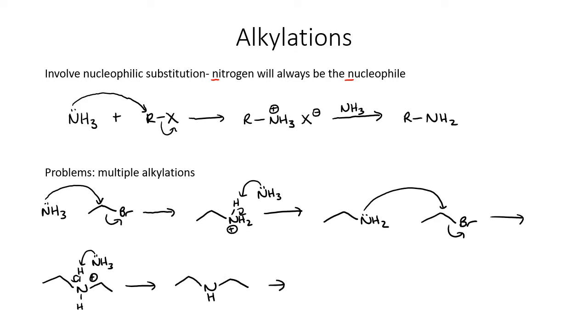So this can continue. So at the end of this reaction, we could end up with several different types of products. We could end up with a primary amine. We could end up with a secondary amine. If it were to continue and this nitrogen were to act as a nucleophile, we could also end up with a tertiary amine. So this type of reaction is not very efficient because it's not easy to control what type of product you're going to end up with.